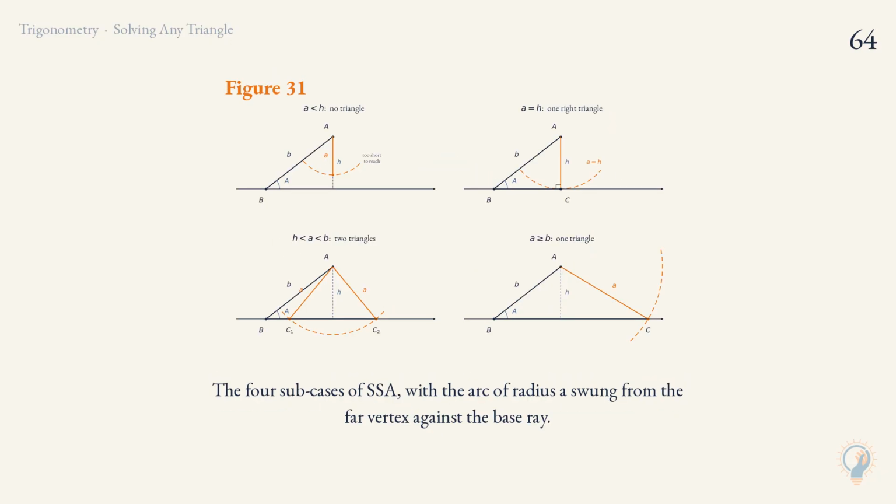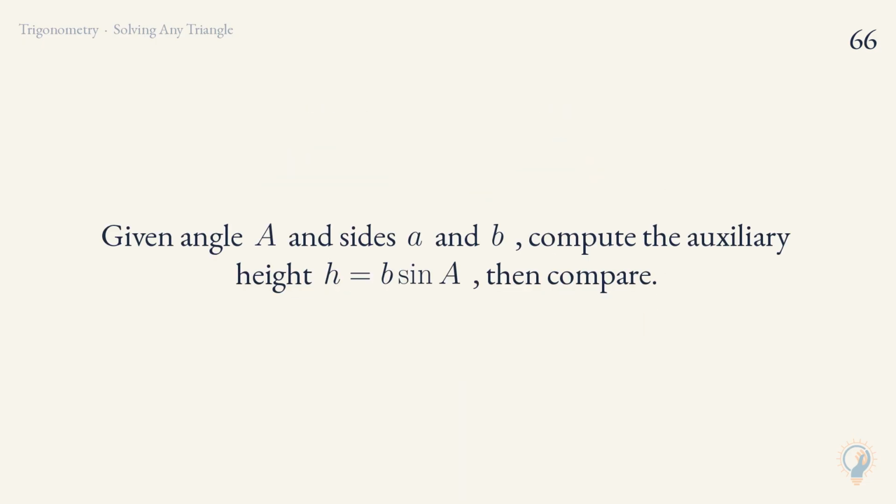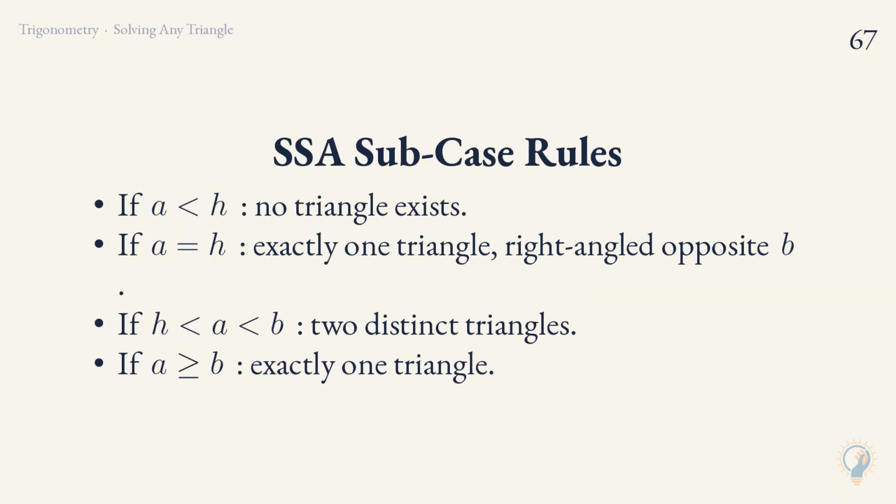Figure 31. The 4 subcases of side-side-angle, with the arc of radius A swung from the far vertex against the base ray. The deciding quantity is the altitude h equals b times the sine of A. Comparing A against h and b settles how many triangles exist. Given angle A and sides A and B, compute the auxiliary height h equals b times the sine of A, then compare. The side-side-angle subcase rules.